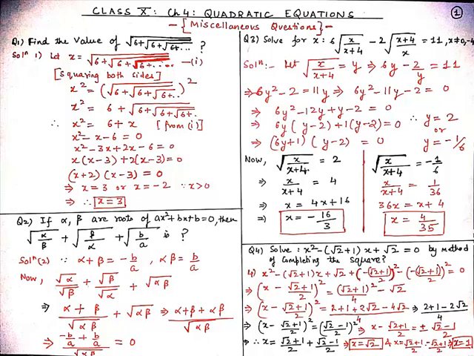Now our second question for today is: if alpha, beta are roots of ax square plus bx plus b equal to 0, then find square root of alpha upon beta plus square root of beta upon alpha plus square root of b upon a is equal to what? Since we know that the sum of roots, alpha plus beta, is equal to minus coefficient of x upon coefficient of x square, we get alpha plus beta equal to minus b upon a, and product of roots equal to constant term upon coefficient of x square. So from here we get alpha beta is equal to b upon a.